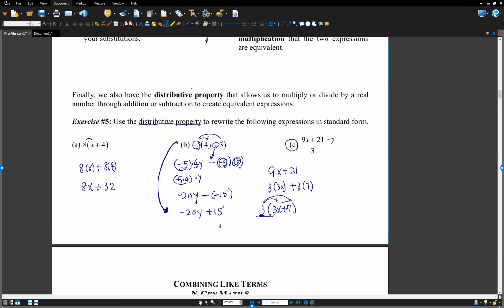After that, you can divide by 3 over here. That is the product, so you can cancel out. 3 over 3 is 1, 1. The answer is what? 3x plus 7. I just used the distributive property.